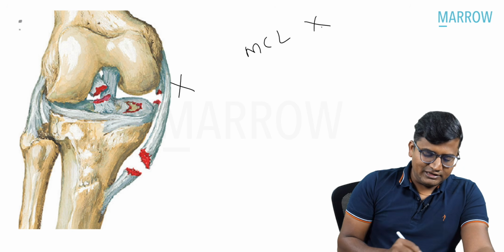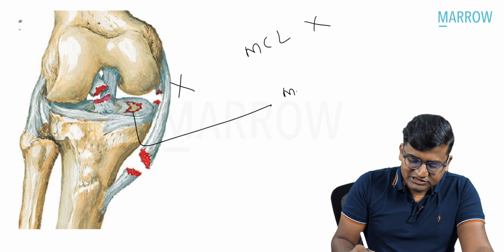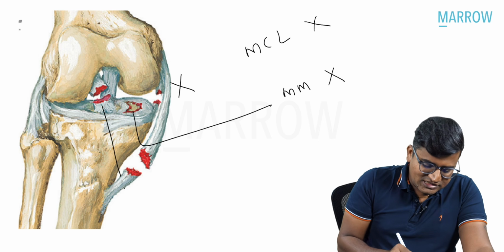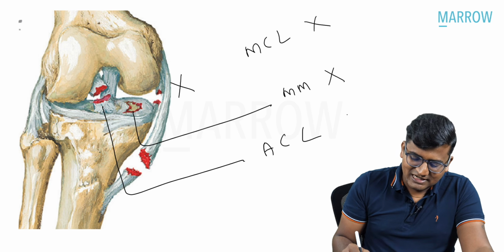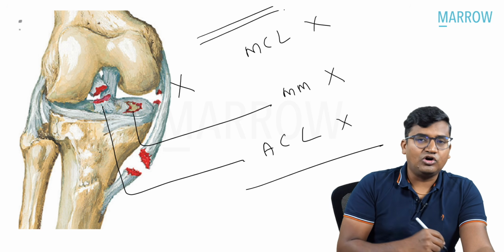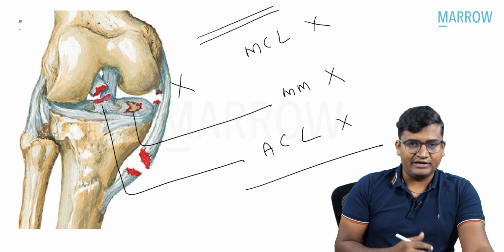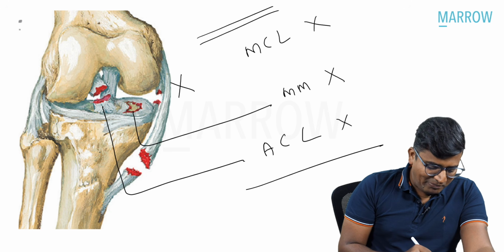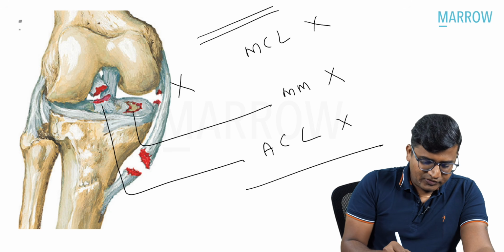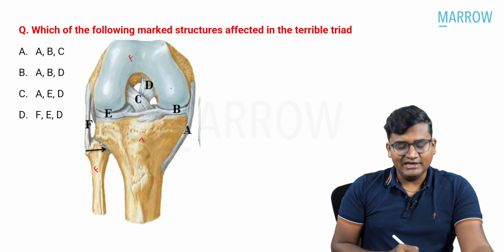Along with the medial collateral ligament, the medial meniscus is also affected. Now, close to the medial meniscus, we are seeing this ligament, that is our ACL. So when these three structures are affected, the condition is called terrible triad or unhappy triad. What are those? Our medial collateral ligament, medial meniscus and ACL.